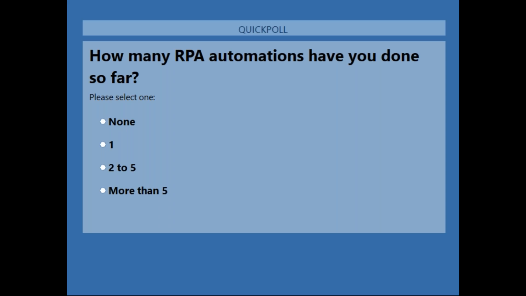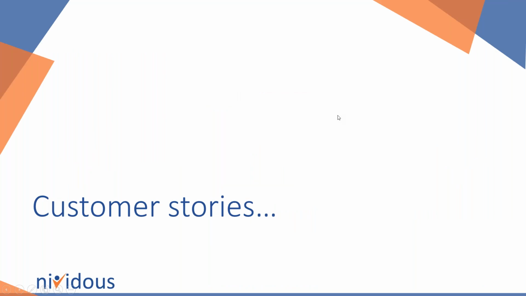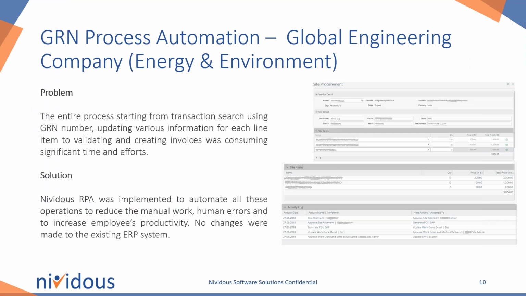Okay, great. So it looks like some of you are experienced and some are totally new to this, which is what we typically see. So that's great. We're going to move on now, after spending some time talking about the theory of RPA, what it is, and how Nividus RPA works. The thing that makes it real for people is to take a look at what other companies that are similar to you might be doing in this space.